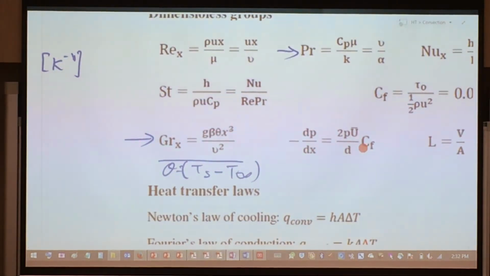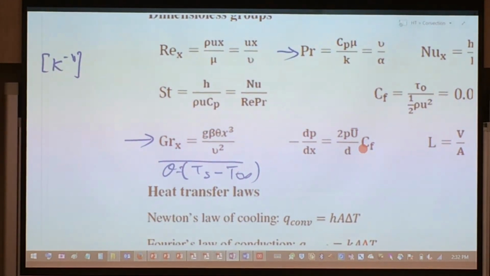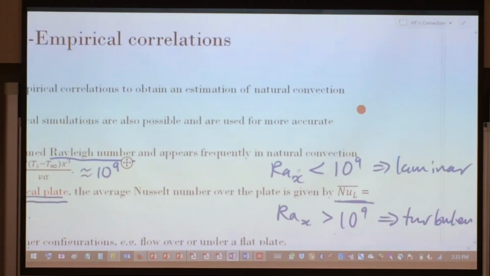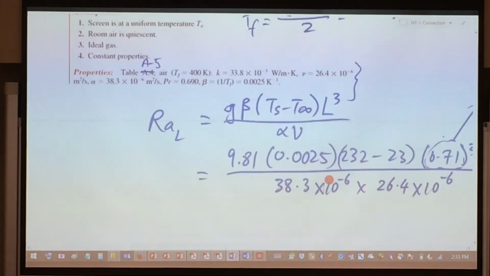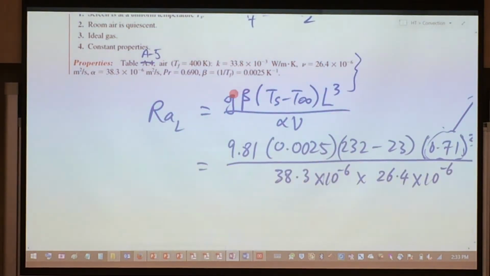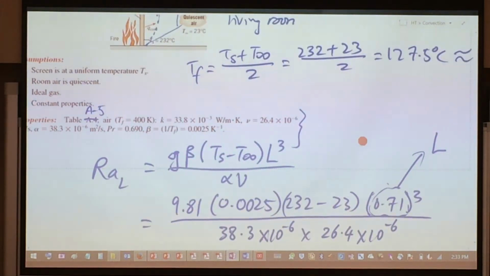Well, in your data booklet, there isn't Rayleigh number, because Rayleigh number is equal to Grashof number multiplied by Prandtl number. So if you take this, multiplied by this, you get your Rayleigh number. That is over here. That will be your Rayleigh number expression.